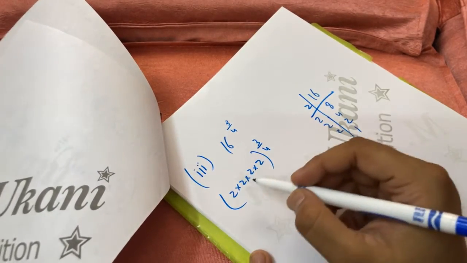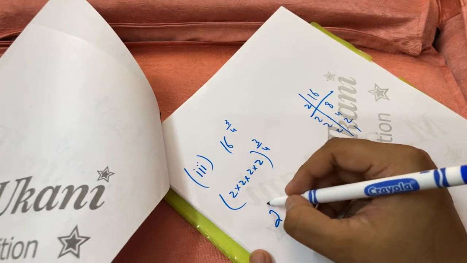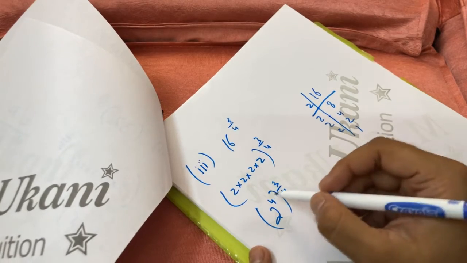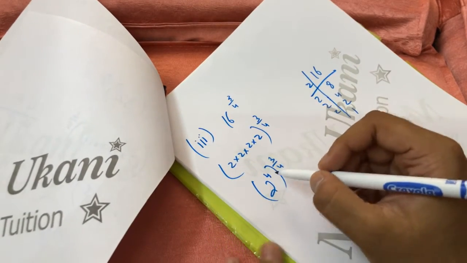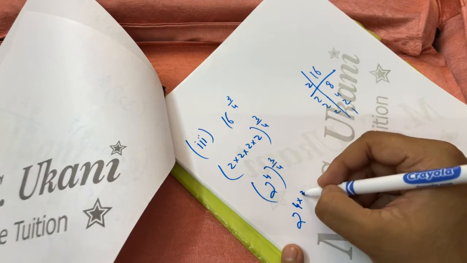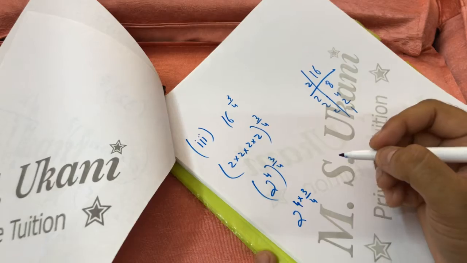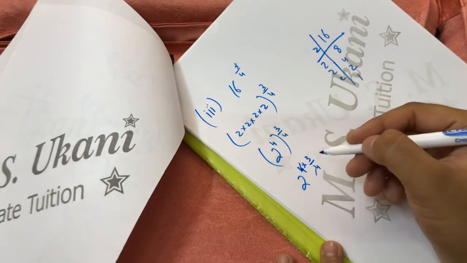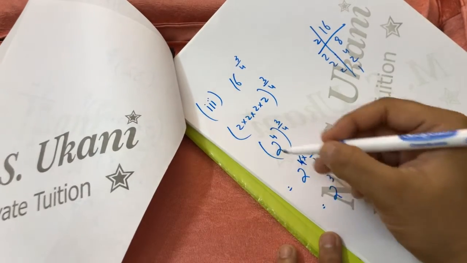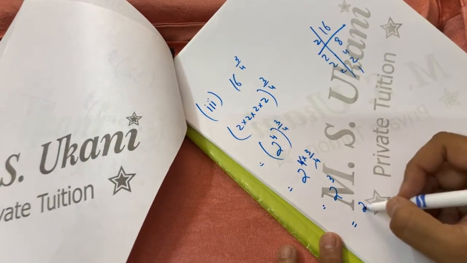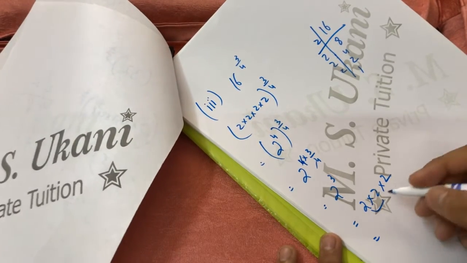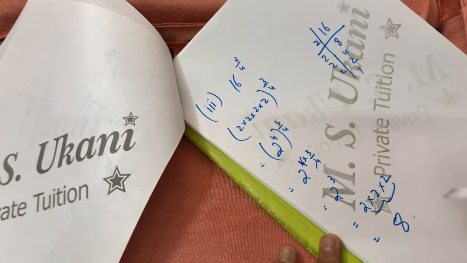Now our 2 is repeating 4 times. So we will write in power form 2 raised to 4 and then 3 upon 4. Now the relation between both the powers will be multiply. So 4 multiplied by 3 upon 4. Here the 4 will be cut. So our answer will be 2 raised to 3. And 2 raised to 3 means we have to write 2 three times. So 2 2s are 4 and 4 2s are 8. So our answer will be 8.